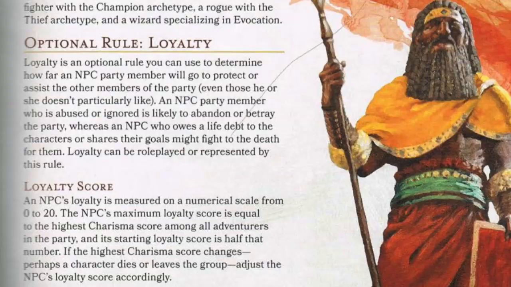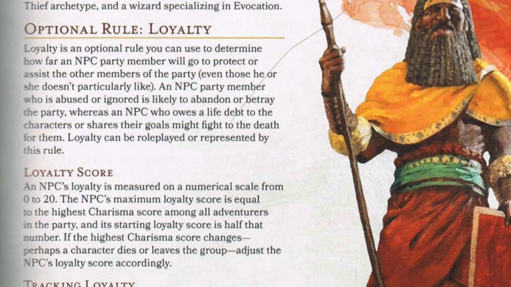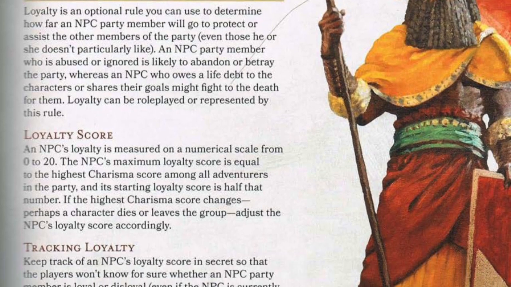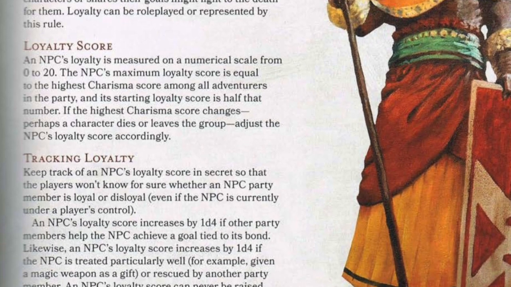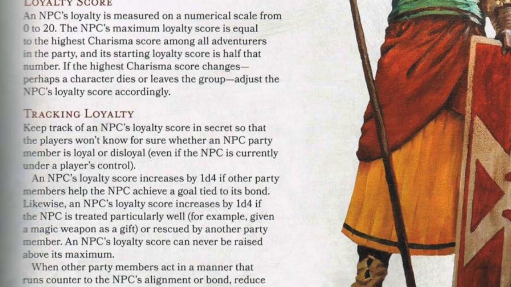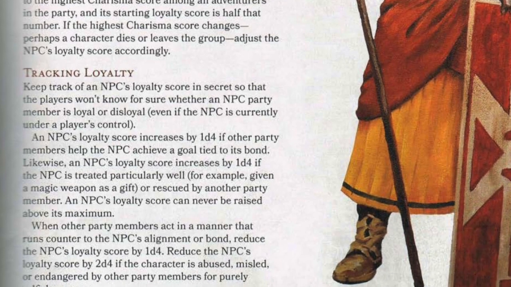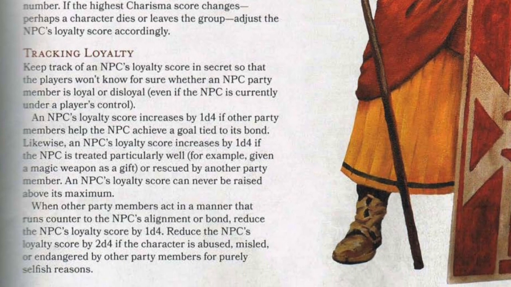So the rule we're gonna use is loyalty. It goes something like this. An NPC has a loyalty score equal to half the highest party member's charisma score. If you help them fulfill their bonds, their loyalty score increases by 1d4. If you hinder their goals, decrease it by 1d4, and you decrease it by 2d4 if you did it cruelly or capriciously. An NPC with a loyalty score of 0 is disloyal to the party. However, an NPC with a loyalty score of 10 will risk life and limb to help the party out.